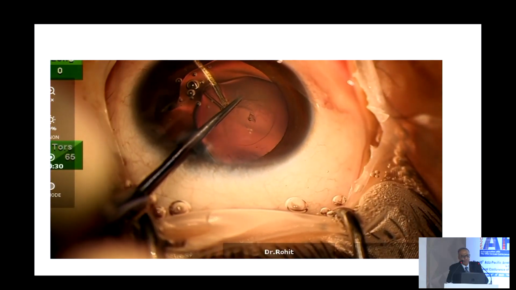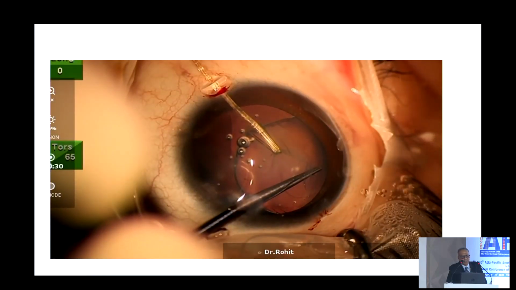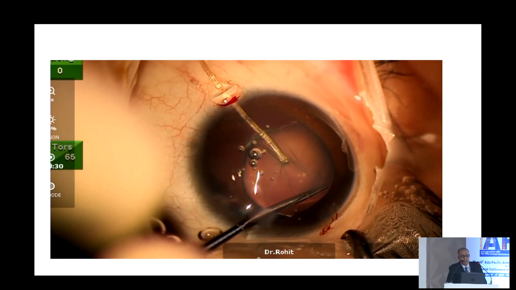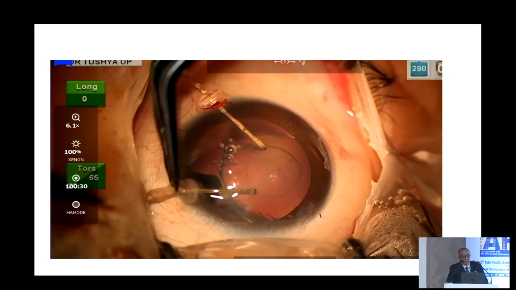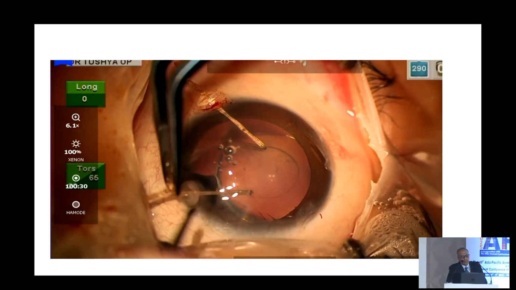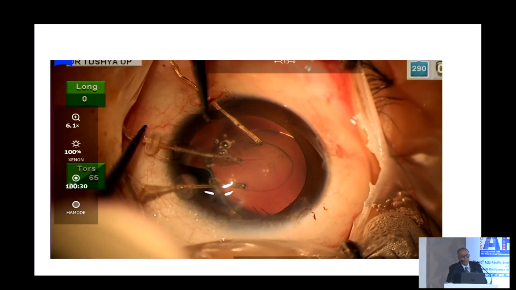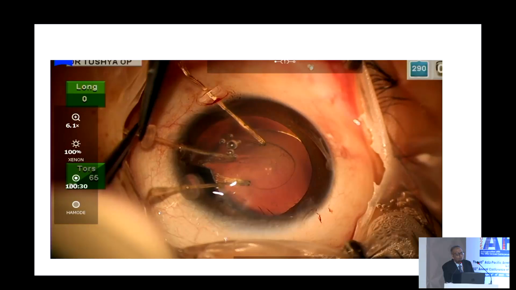Either I should have used the bimanual technique as Dr. Chi does it, or I should have used capsular hooks to my advantage. Since the child was young, I was able to get away with it. So that is the thing which you should learn from what I have done.